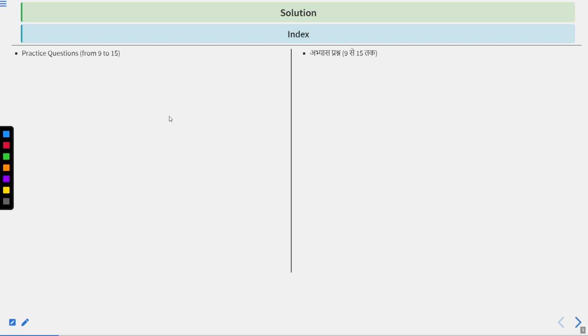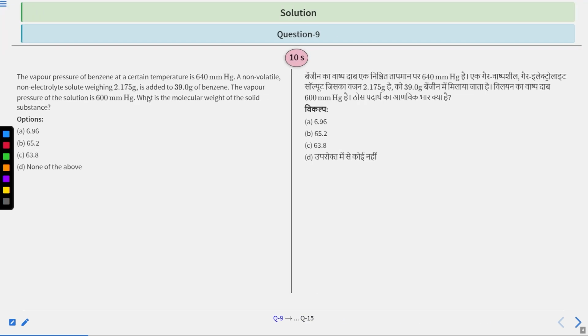Moving on to the index slide. We are going to see some practice questions from question number 9 to 15. Let's start with question number 9.